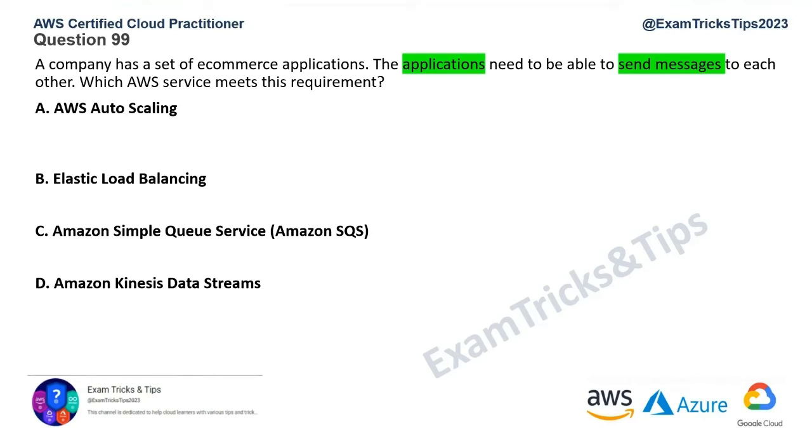We have done a similar question in the past involving the service, which is the answer for this. I believe if you have done it, please mark your answers. In case we haven't understood it yet, I'll go through the elimination technique here. So first option, AWS Auto Scaling.